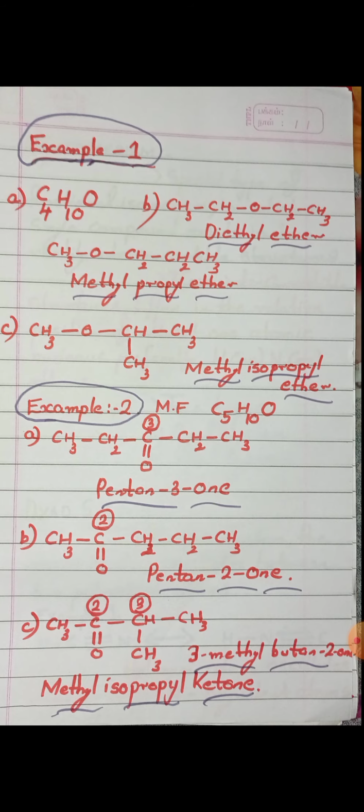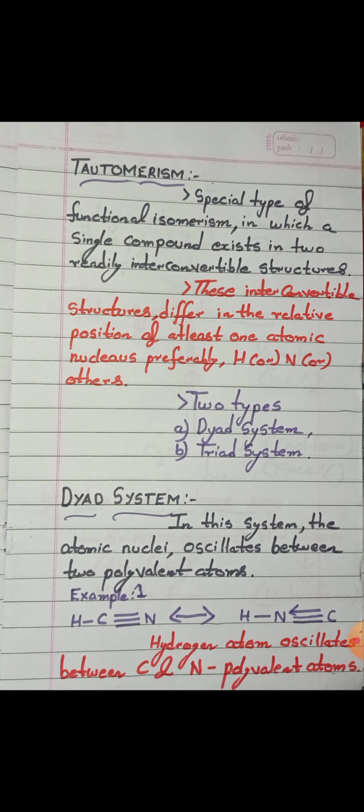From the left hand side, we assign the position 2 to the ketonic functional group and we drop a methyl from the third carbon. Hence the name 3-methyl-butanone. However, the common name is methyl isopropyl ketone. Now we move to the penultimate isomerism, that is the last but one.